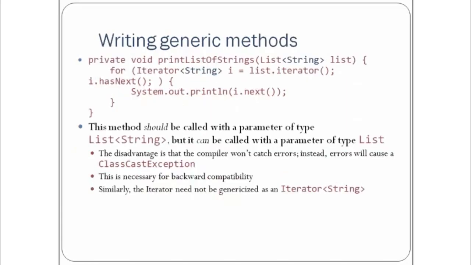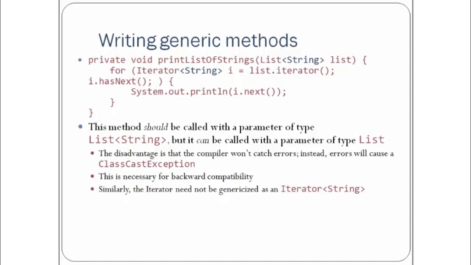Now writing generic methods. Well, you can see the first method that we are having is private void printListOfStrings. So the input that it is taking is a list, which is of a generic type, List<String>. Okay. Now in a for loop, we are actually using an iterator and using list.iterator, i.hasNext. In SOP, we are simply printing the next elements. Okay. The method should be called with a parameter of type List<String>, but it can be called with a parameter of type List.